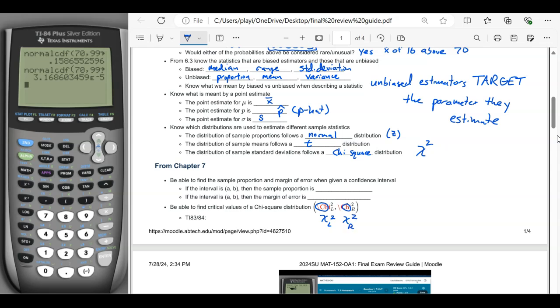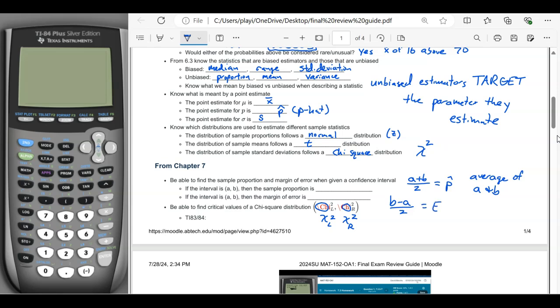All right, be able to find the sample proportion and the margin of error. If the initial interval is just A to B, a lower number and an upper number, the sample proportion is the number in the middle, which would be (A plus B) over 2. That would be our sample proportion. That's the average of A and B. And then if we want the margin of error, there's a couple ways to do it, but the easiest way is to take the upper number, subtract the lower number, and then divide by 2. That's our margin of error.